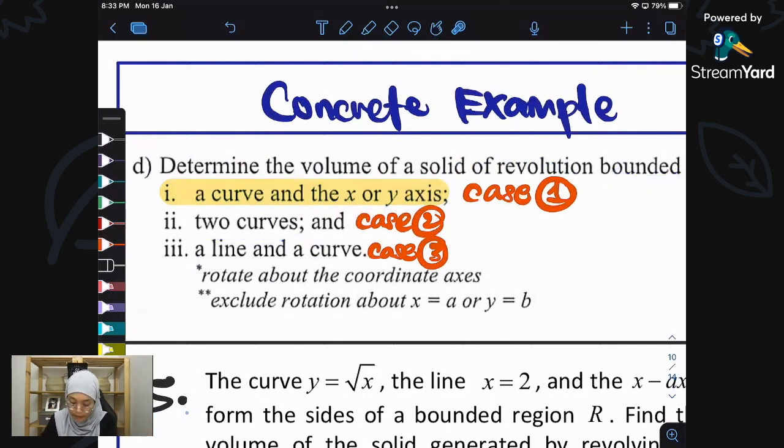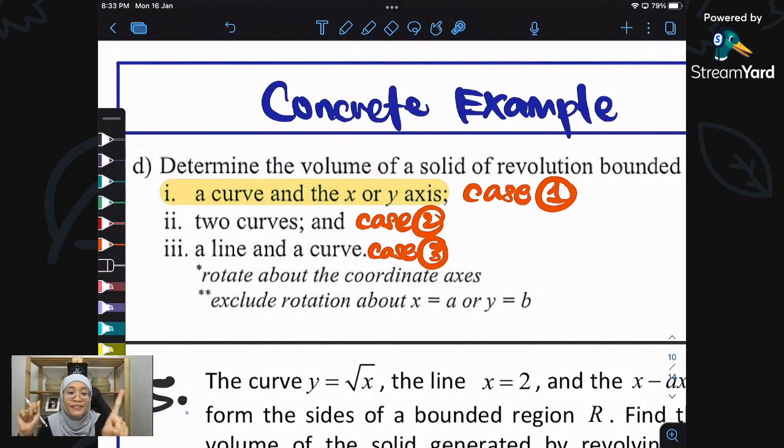How about case number three? Case number three is just the volume bounded by a line and a curve. So it's almost the same as the area of a region, but in this learning objective, we will focus on the volume of the region instead. Okay, so please bear with me. This will be the volume, welcome to the volume of a solid of revolution.